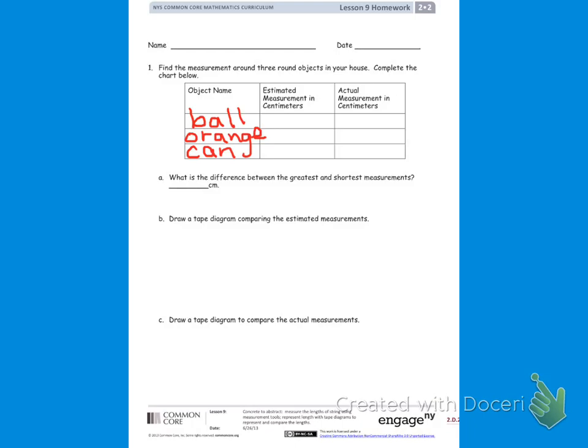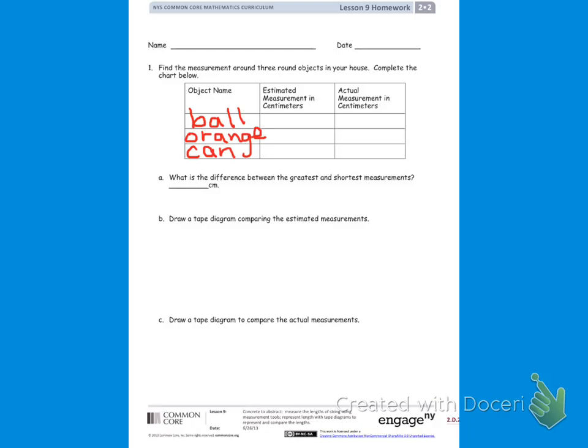We know that a meter tape is divided into centimeters. We also know that there are 100 centimeters in a meter. And so the meter tape should go to 100. Anything over 100 centimeters is a meter or more.